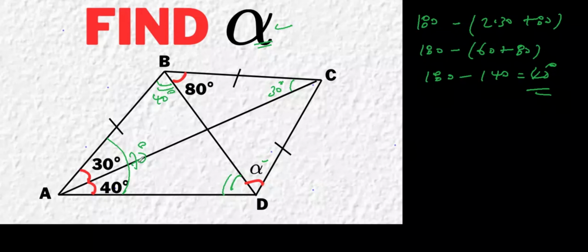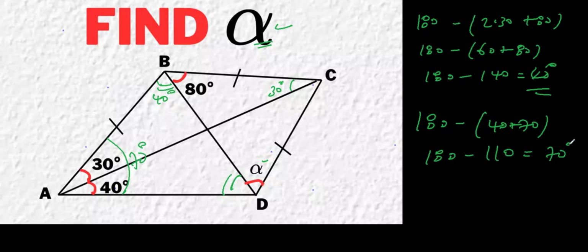Then 40, 70, 180 minus 40 plus 70. It will be 180 minus, right, 110. Then it will be 70 degrees, right? So this means 70 degrees.